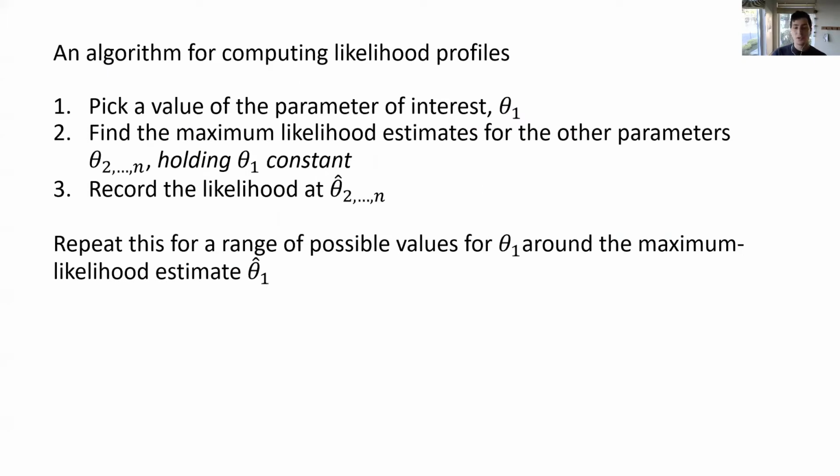So how do we go about computing a likelihood profile? Well, if I asked you to do this from scratch in a language of your choice, it would look like this. First, for a parameter of interest, theta 1, we'll pick some value. Then we obtain maximum likelihood estimates for the other n-1 parameters, which we'll call theta 2 through n, while holding theta 1 constant. Once we've obtained those estimates, we record the likelihood or the negative log likelihood at those estimates. We repeat this for a range of possible values of theta 1, typically centered on its maximum likelihood estimate.